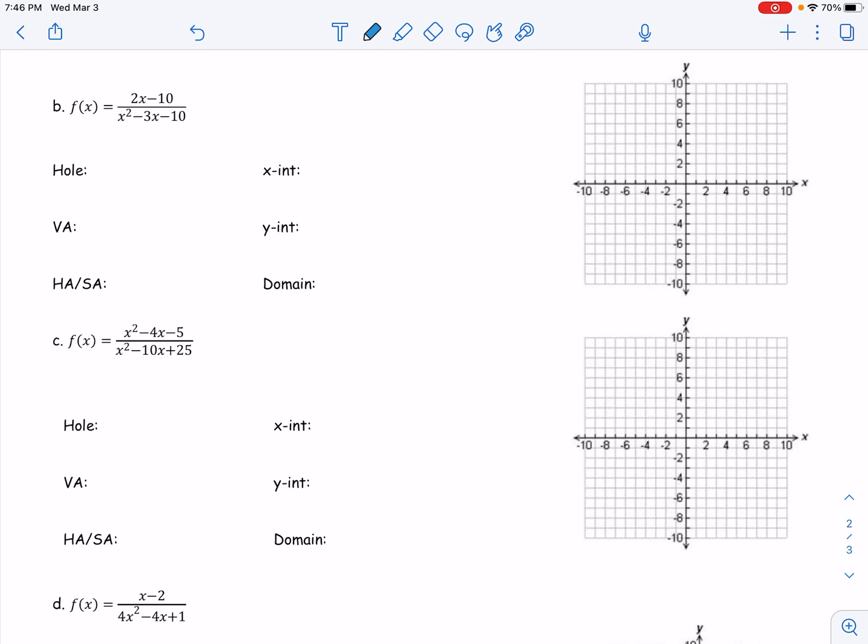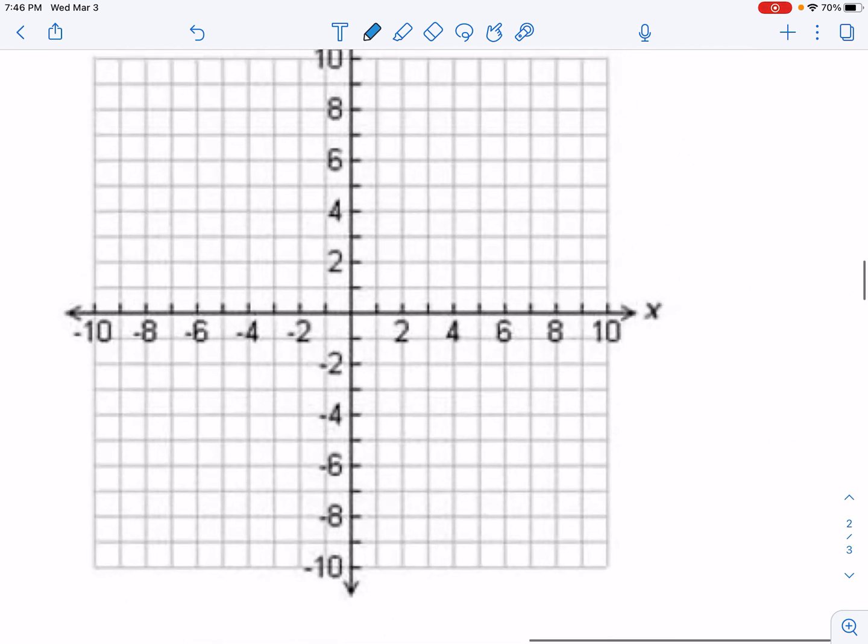First thing we do is factor. There's a GCF, 2, leaving us with x minus 5 over, what are factors of negative 10 that add up to negative 3? Well, that would be x minus 5 and x plus 2. And so I see these factors cancel out. So now I'm left with 2 over x plus 2. My hole is located at 5, comma, and then I plug 5 into the remaining function, and that would be 2 over 7. So yes, I have to estimate a little bit here, but my hole is at 5, comma, 2 over 7. So right here.